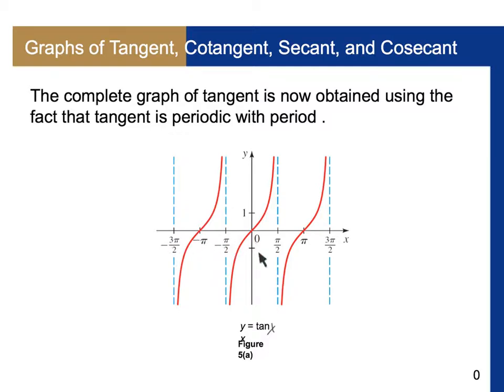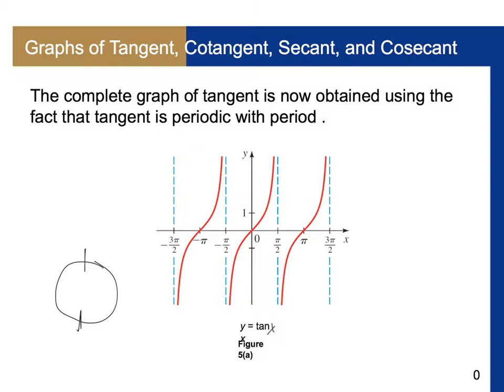So notice where, first of all, it's undefined wherever cosine is 0. Cosine is 0 at minus 3 pi over 2, at minus pi over 2, pi over 2, 3 pi over 2. Anywhere we're here on our circle, we're here or here, right? That's where tangent is undefined.